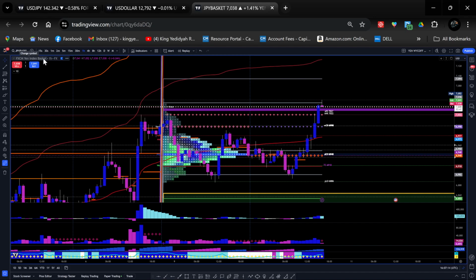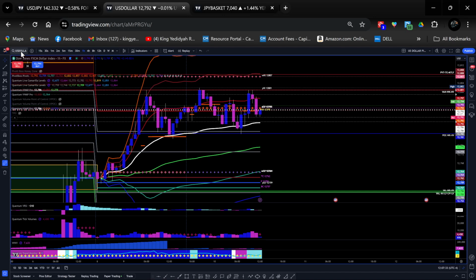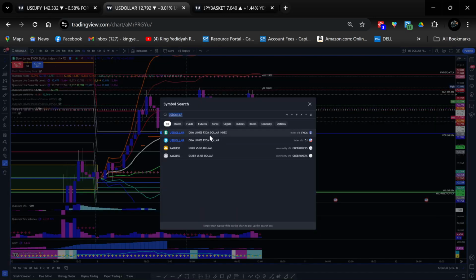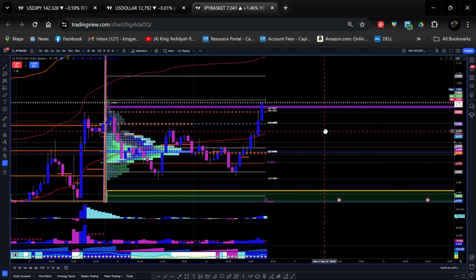So again, this is the FXCM yen index, and you can see that's the ticker right there, JPY basket. So if you want to incorporate that as a chart to look at the JPY, it's the FXCM yen index basket. Let me go over to the US dollar. If you want to look at the US dollar, that's the US dollar ticker right there. So JPY looking really strong.